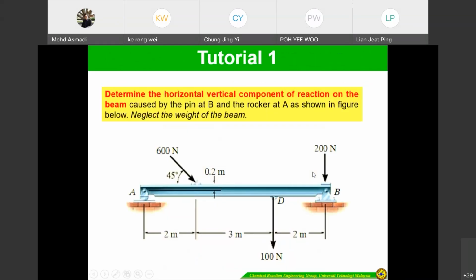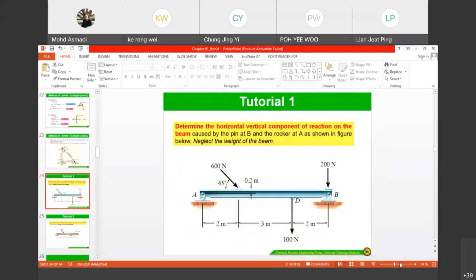Okay. So can you do this one? Tutorial one. I give you about 5 minutes. Please solve these ones and give me the answer. Okay, what you have to do is draw free body diagrams. Okay, how do you draw the free body diagrams?